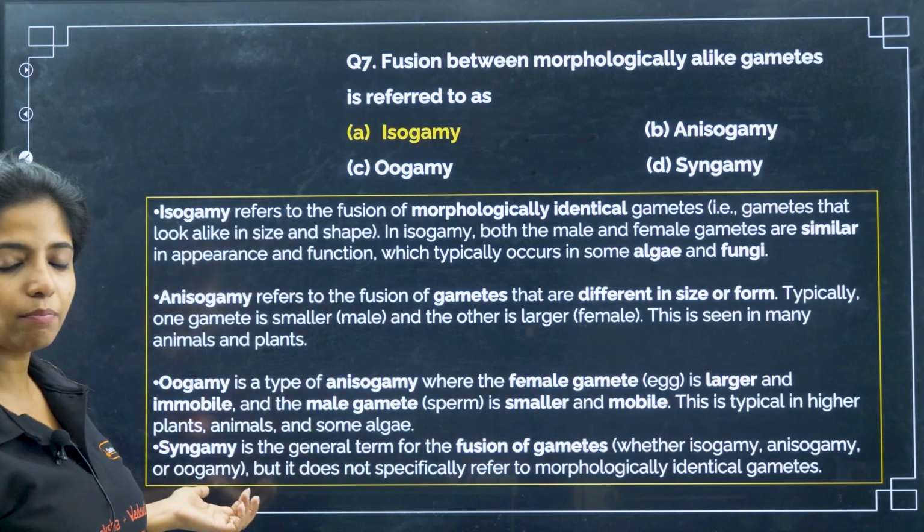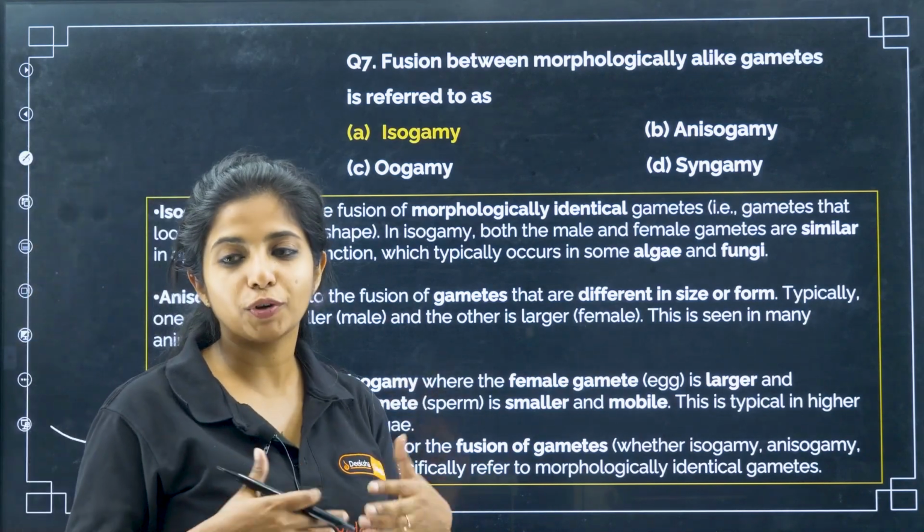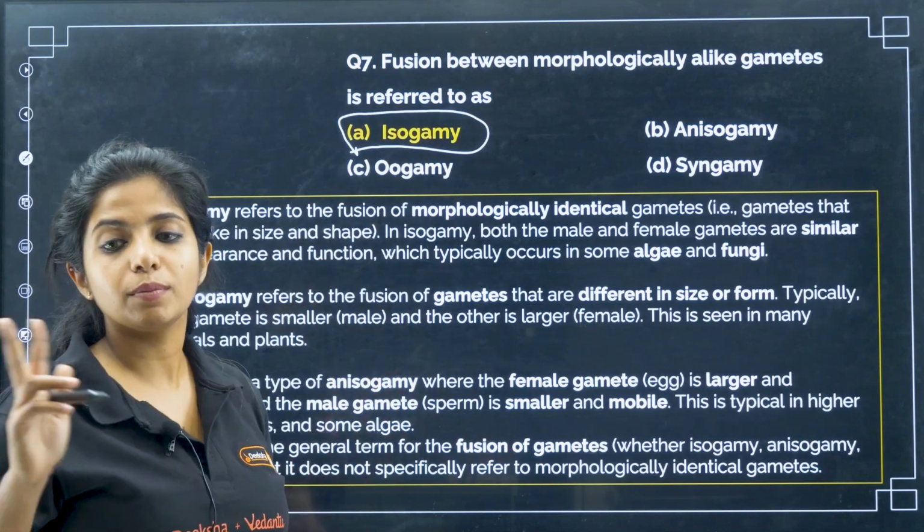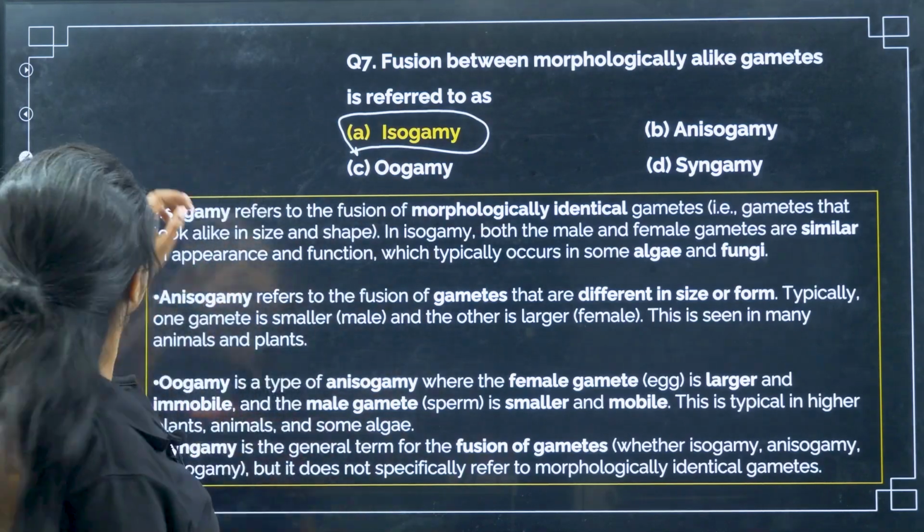And there is syngamy. What do you mean by syngamy? Syngamy is just a fusion of gametes. That is what you call syngamy. So isogamy, my dear children, is where both the gametes are morphologically similar.